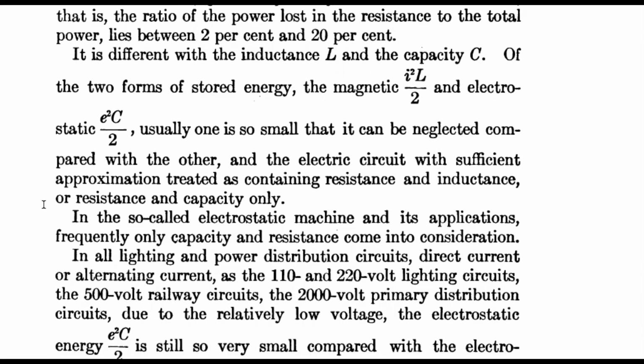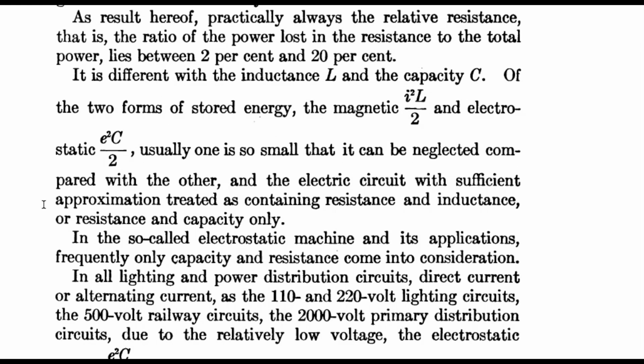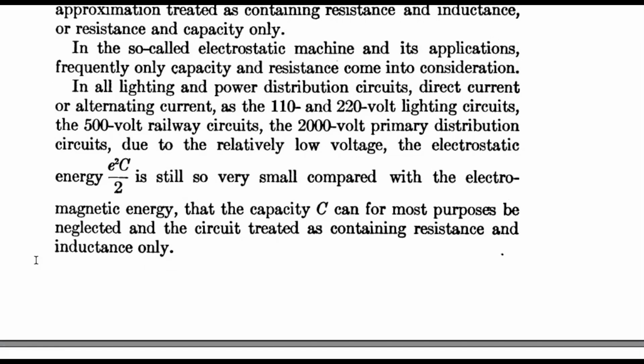The situation is different for the inductance, denoted as L, and the capacity, denoted as C. Of the two forms of stored energy, magnetic energy, equal to 1/2 I²L, and electrostatic energy, equal to 1/2 E²C, one is often so small that it can be neglected compared with the other. Thus, an electric circuit can often be approximated as containing resistance and inductance only, or resistance and capacity only. In the so-called electrostatic machine and its applications, capacity and resistance frequently dominate the considerations.